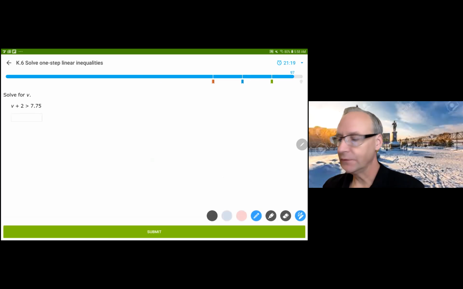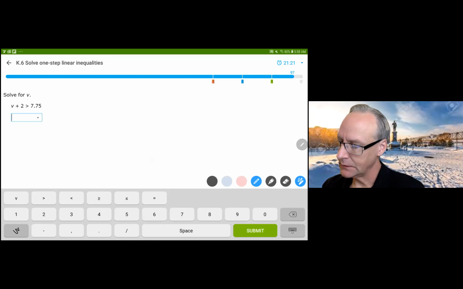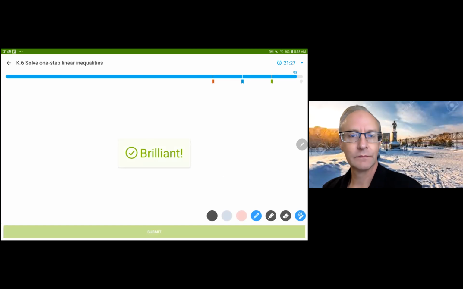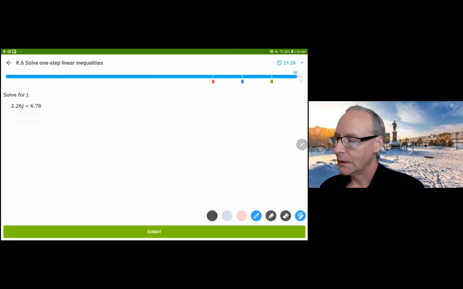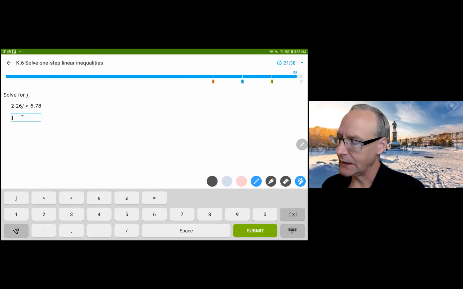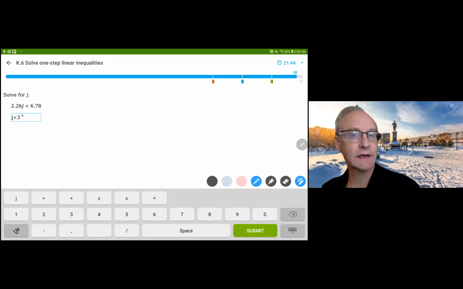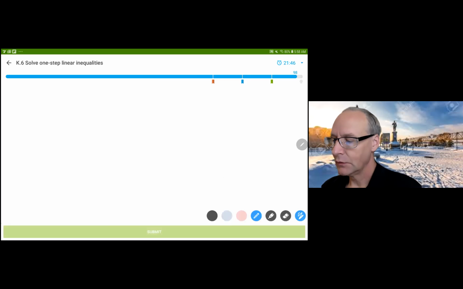I'm going to subtract 2 from both sides and get V is greater than 5.75. And divide by 2.26. Looks like it's going to go in there 3 times. I'm going to double check it in just a minute. But J is less than 3. 2.26 times 3 is 6.78. You can check it. And one more.